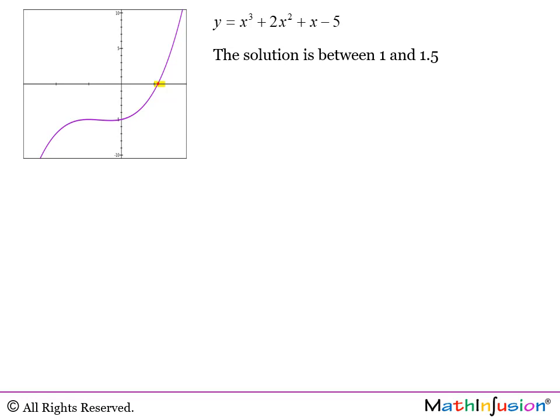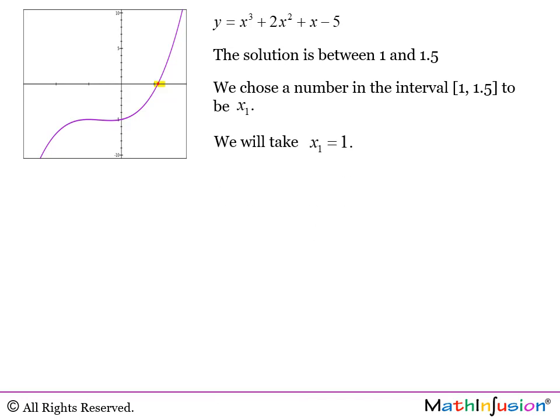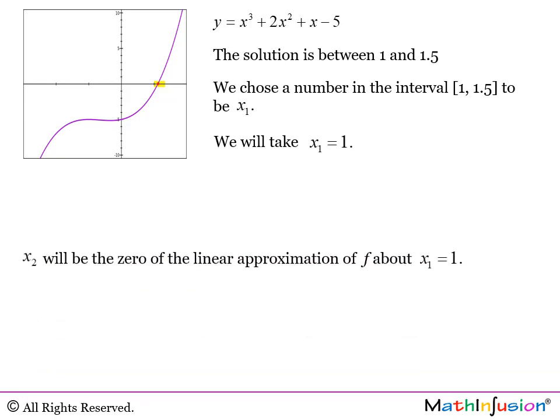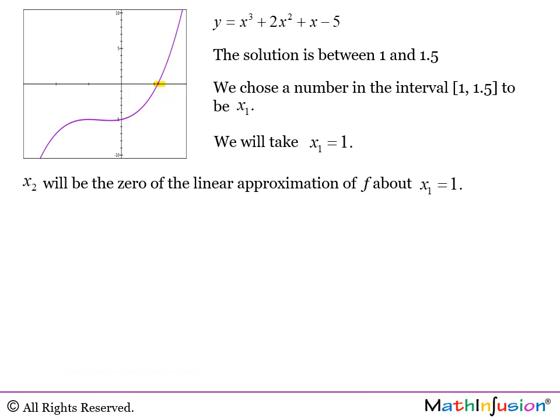Because the solution is between 1 and 1.5, we are going to choose a number in the interval between 1 and 1.5 to be the first guess for the x. We are going to take x sub 1 to be just 1. x sub 2 is going to be the zero of the linear approximation of f about x sub 1, which equals 1.